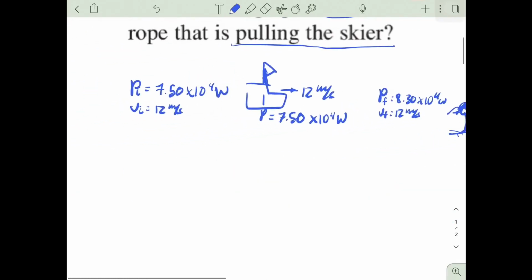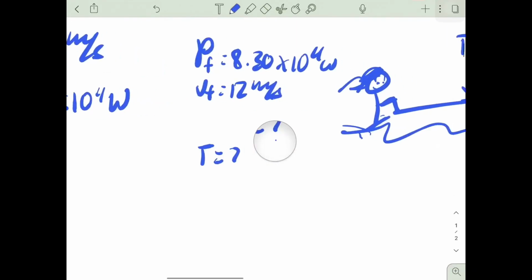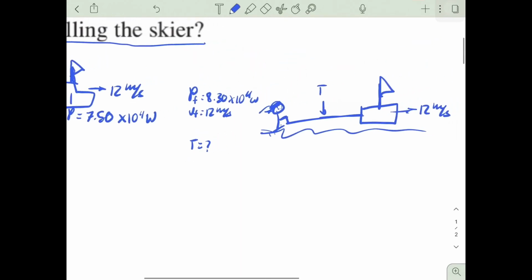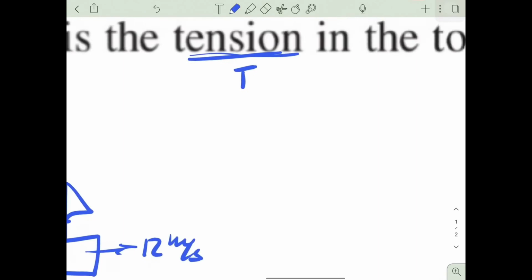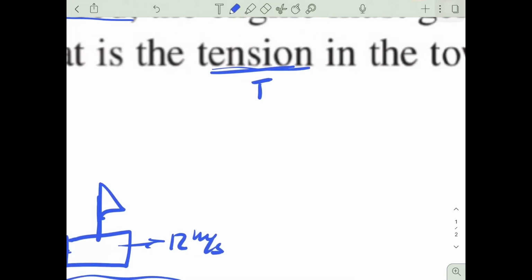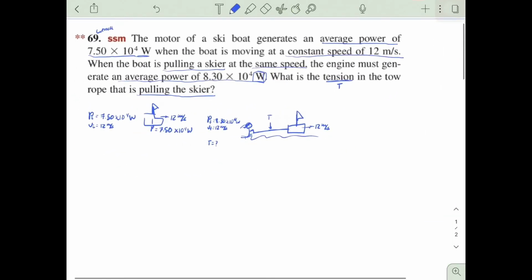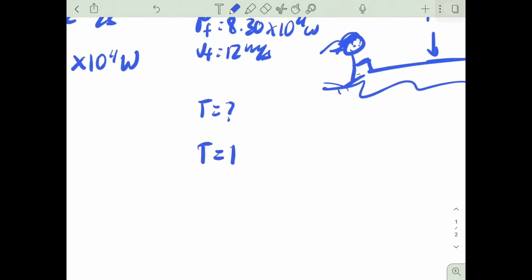But they're asking us for the tension. The tension we don't really know, and that could be your x, your t, your y, whatever you want it to be. I'm pretty sure the way Mr. Lazarbe wants it is T as your tension. Now, what we do know is that tension is a force. It's technically the only force being acted upon in this system, so we can assume that tension equals force.